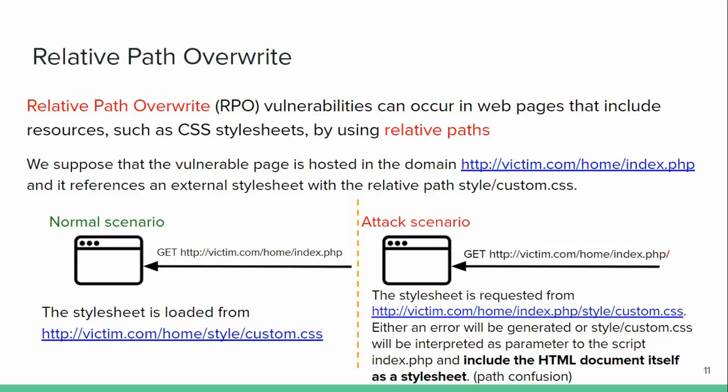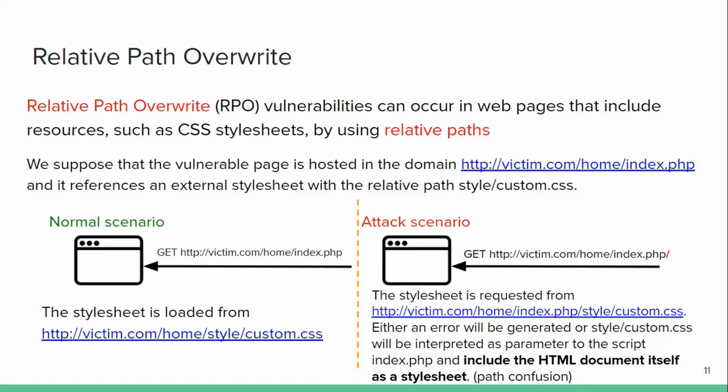To give more context into this issue, let's assume that we have a vulnerable page hosted in the domain victim.com/home/index.php that references an external style sheet using a relative path such as style/custom.css. When a GET request to this URL is encountered, the browser will try to interpret the absolute path for the style sheet by assuming that it is part of the parent directory victim.com/home, and the style sheet will be loaded properly.